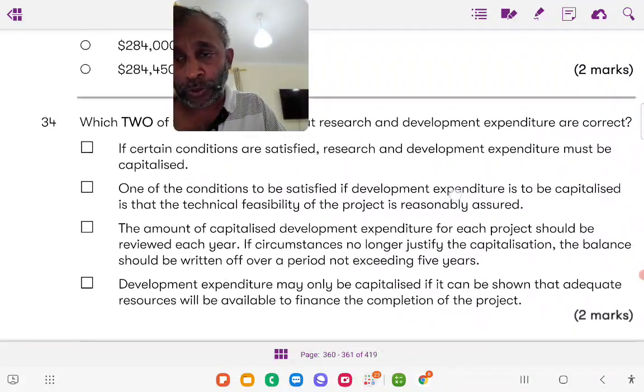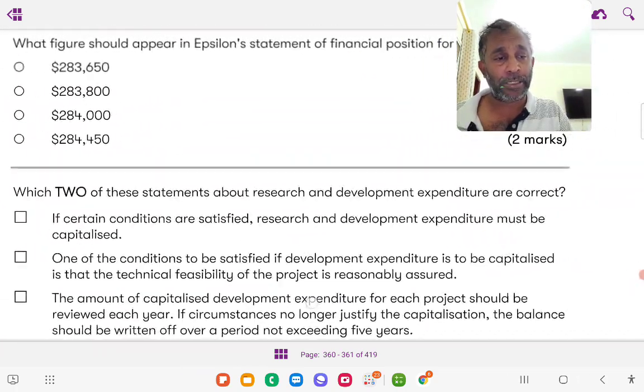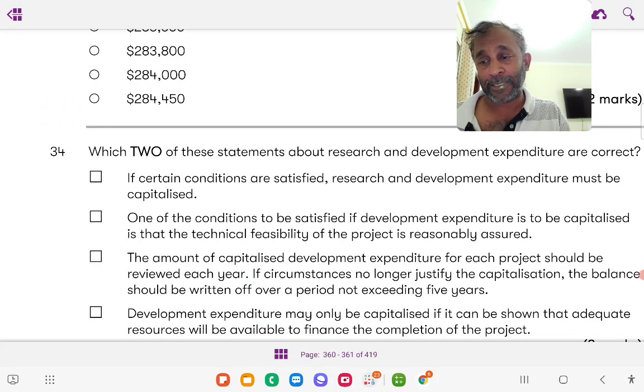And now going to question number 34. Which two of these statements about research and development expenditures are correct? This is IAS 38, intangible assets. So here, especially research is an expense. With no further questions asked, you should write off the research expenditure straight to profit and loss account. Development could be capitalized subject to it satisfying certain conditions. So first answer, if certain conditions are satisfied, research and development expenditure must be capitalized. Wrong, because research word is there, so this option number 1 is wrong.